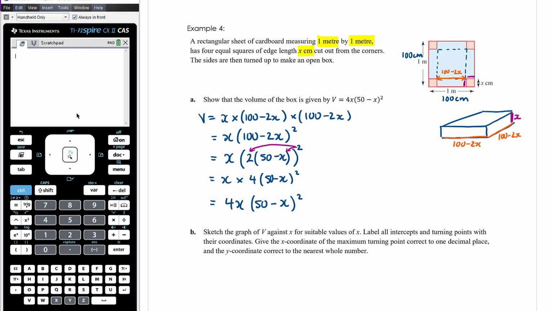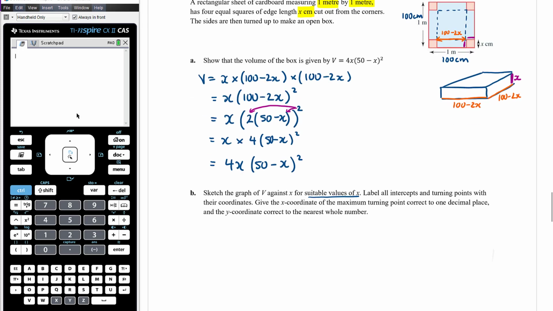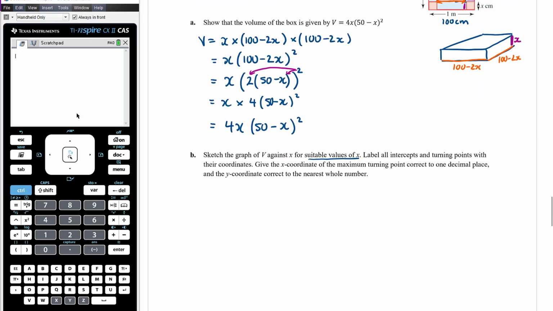Part B is sketch the graph of V against x for suitable values of x. So again, thinking about what's relevant in this question, sketching a cubic graph. So again, coming back to what the maths of it is. This could be exercise 5B, sketch the graph of y equals 4x times 50 minus x all squared. Okay. So again, not necessarily launching into our CAS straight away. Let's think about what it looks like. It's quite similar to the last one we drew. So obviously we know that V is 4x times 50 minus x all squared.